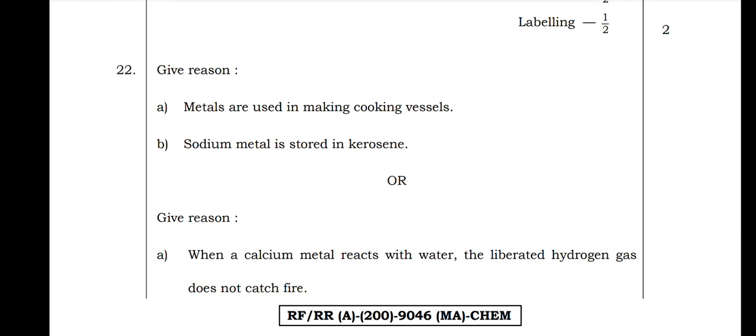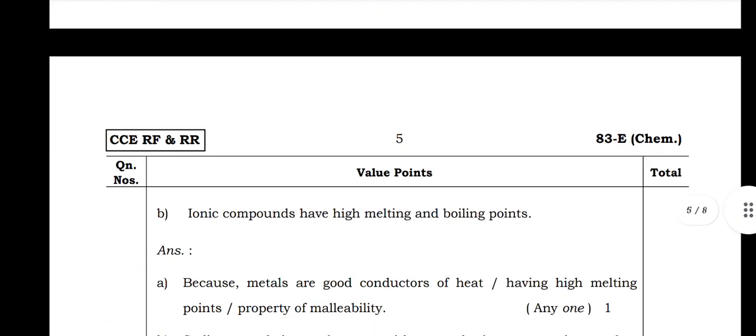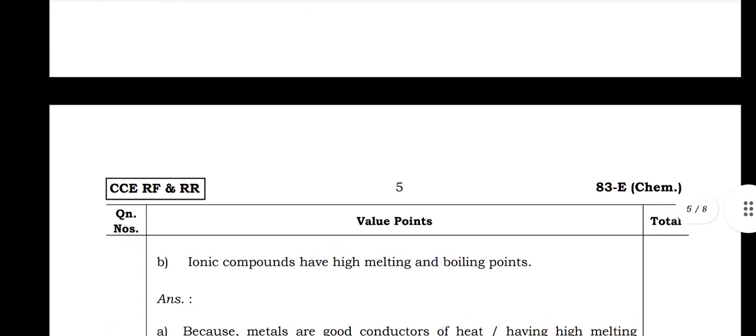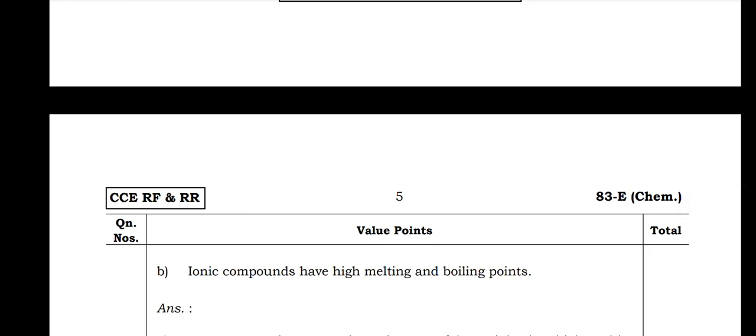Next, the 22nd question they asked is give reason. A, metals are used in making cooking vessels. B, sodium metal is stored in kerosene. Or they asked another question: give reason. A, when calcium metal reacts with water, the liberated hydrogen gas does not catch fire. Or B, ionic compounds have high melting and boiling points.